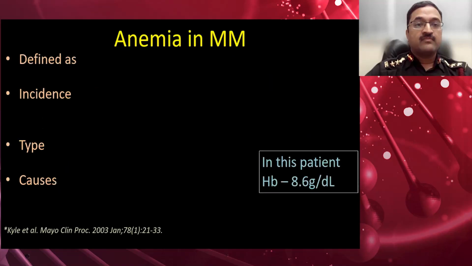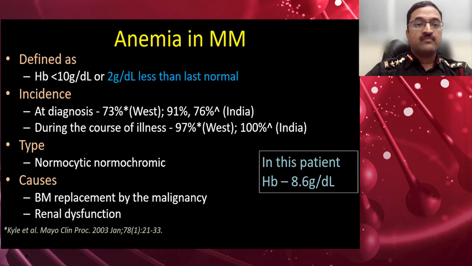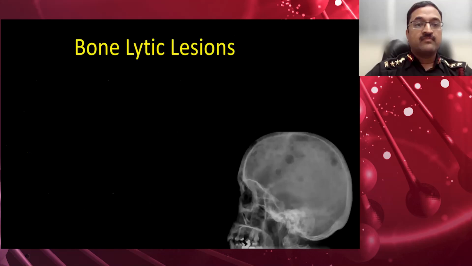Second, coming to anemia, a hemoglobin of less than 10 gram per deciliter or a fall of 2 gram per deciliter from the lower limit of normal is defined as anemia. And again, the incidence is much, much higher in our country. During the course of illness, almost 100% of the patients have anemia at some point of the disease. Generally, it's normocytic, normochromic in nature. And the causes remain bone marrow replacement or renal dysfunction in patients with myeloma.